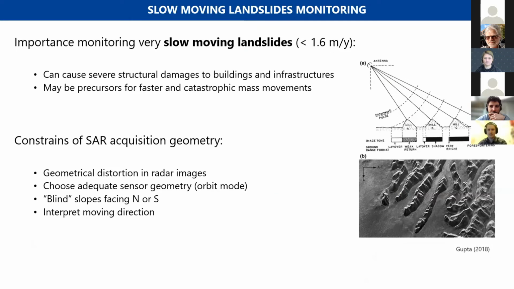Why is it important to monitor slow and even very slow moving landslides? Because they can cause severe structural damage to buildings and infrastructures, and they might also be the precursors of faster and more catastrophic mass movements. We have to consider that SAR has some limitations when monitoring landslides, such as geometrical distortions that will limit the detection of point measures in certain slopes. Also, because of the north-south orbit of the satellites, north and south facing slopes are blind to the radar. And we also have to consider both the sensor and terrain geometry to correctly interpret the moving direction.